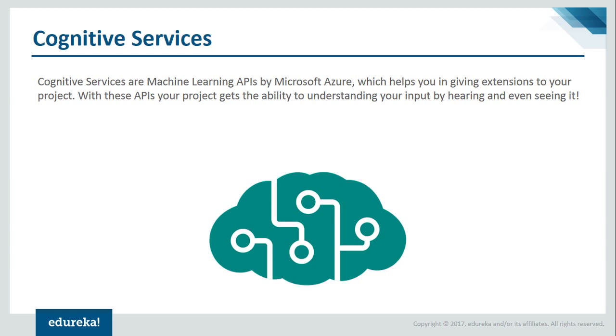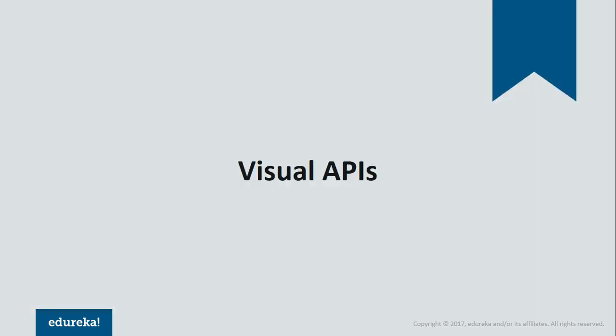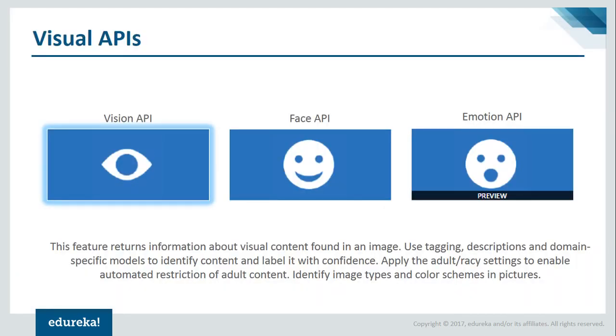Moving on, guys. Now, under cognitive services, like I said, we'll be doing image processing, right? So image processing is all about visuals. So in cognitive services, we'll be discussing the visual APIs. Now, what are those visual APIs? Let's look at that. So there are three kinds of visual APIs in Azure. You have the vision API, you have the face API, and then you have the emotion API.